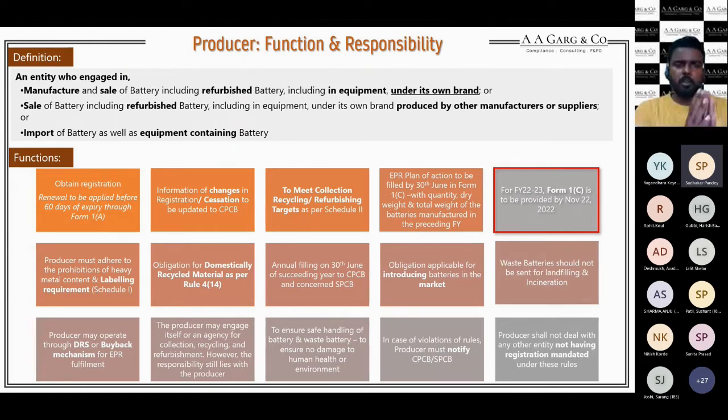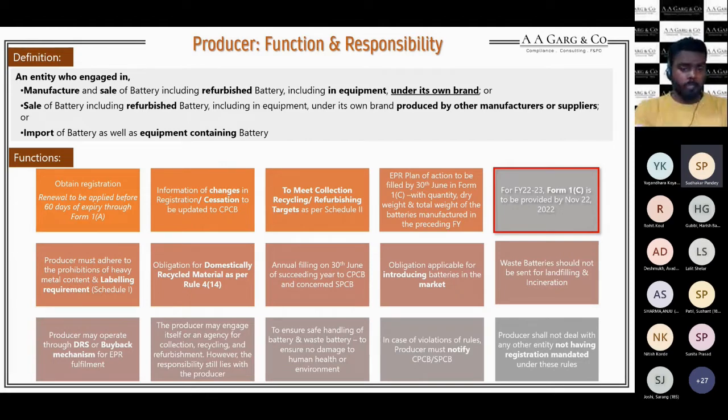So they have covered the whole entity, I mean, those who are in the manufacturing and selling, those who are just selling but the product is manufactured by another entity, and those who are just importing the battery or equipment containing battery. All are coming under the coverage of the producer as per this definition.